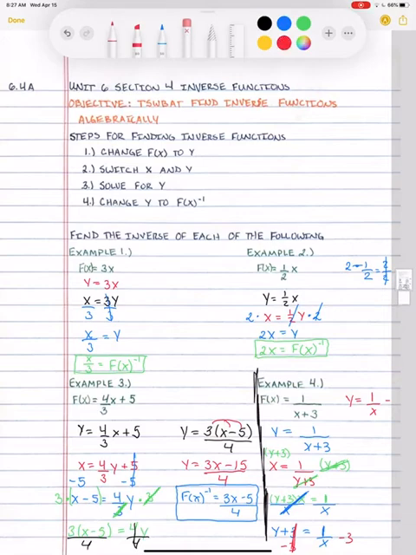Oops, I'm going to need to move that. y equals 1 over x minus 3. The last thing is to trade y for inverse f of x. And there we go. Okay, we have 2 more examples to look at here.